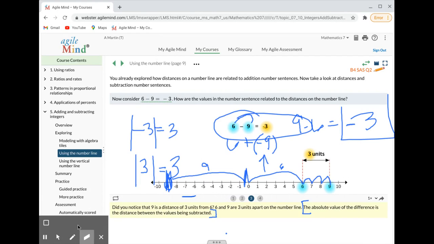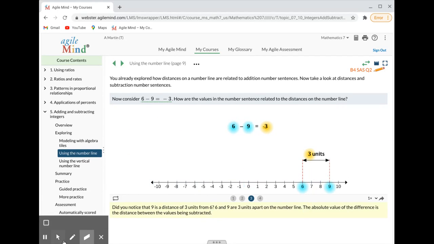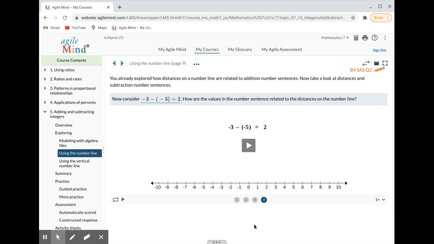Okay, so that was just kind of putting it in our own words. So let's take a look at what number 4 says. So this is where it's going to get a little bit different. The reason I say that is because you got to think about Annabelle skating backwards earlier. So it says, now consider that -3 minus -5 equals 2. How are the values in the number sentence related to the distances on the number line? All right, so take a look at it. What's it trying to show us?